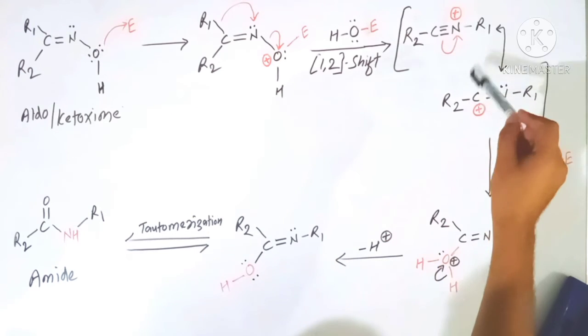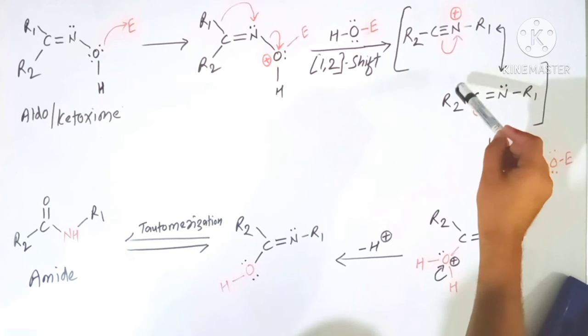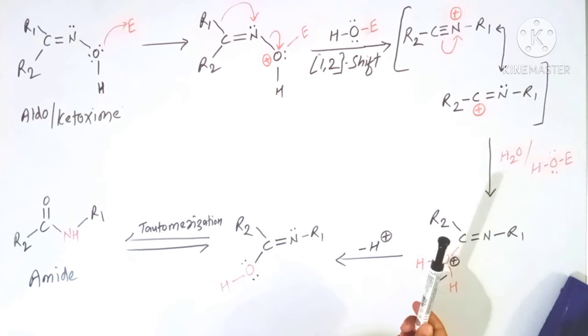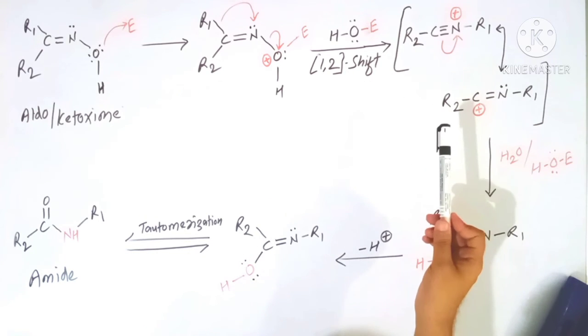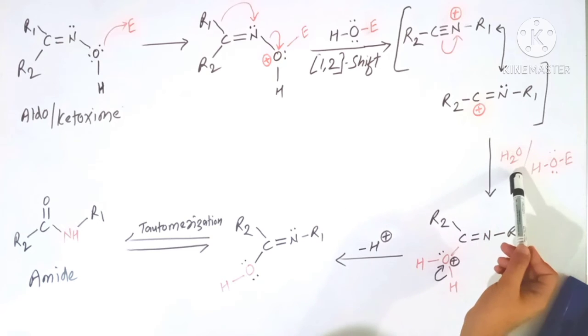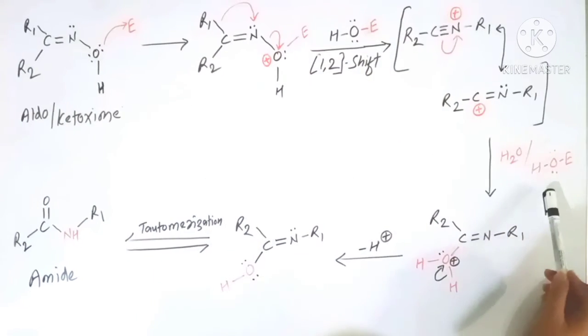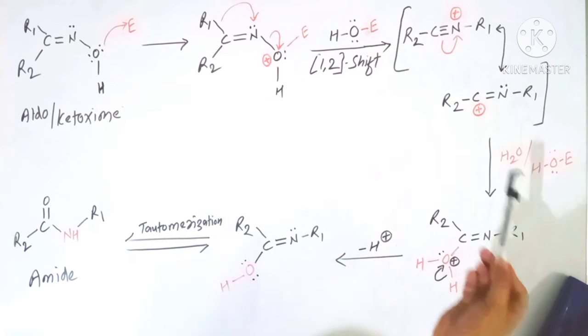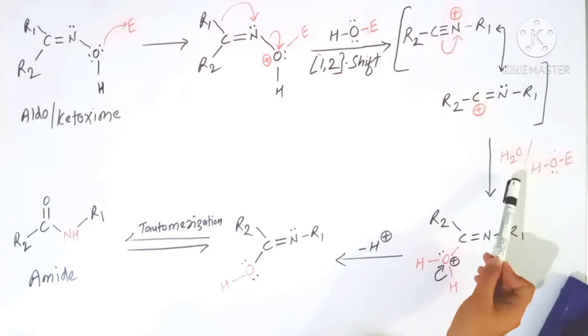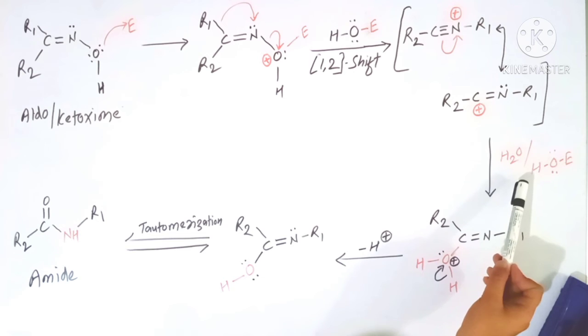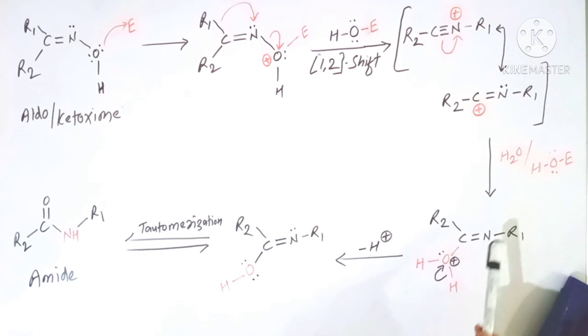This carbocation, these both are interconvertible, they are intermediates, and this intermediate subsequently reacts with a nucleophile, which is water or again the same leaving group. So this carbocation interacts with the water or leaving group to afford the formation of this amide via this subsequent step.